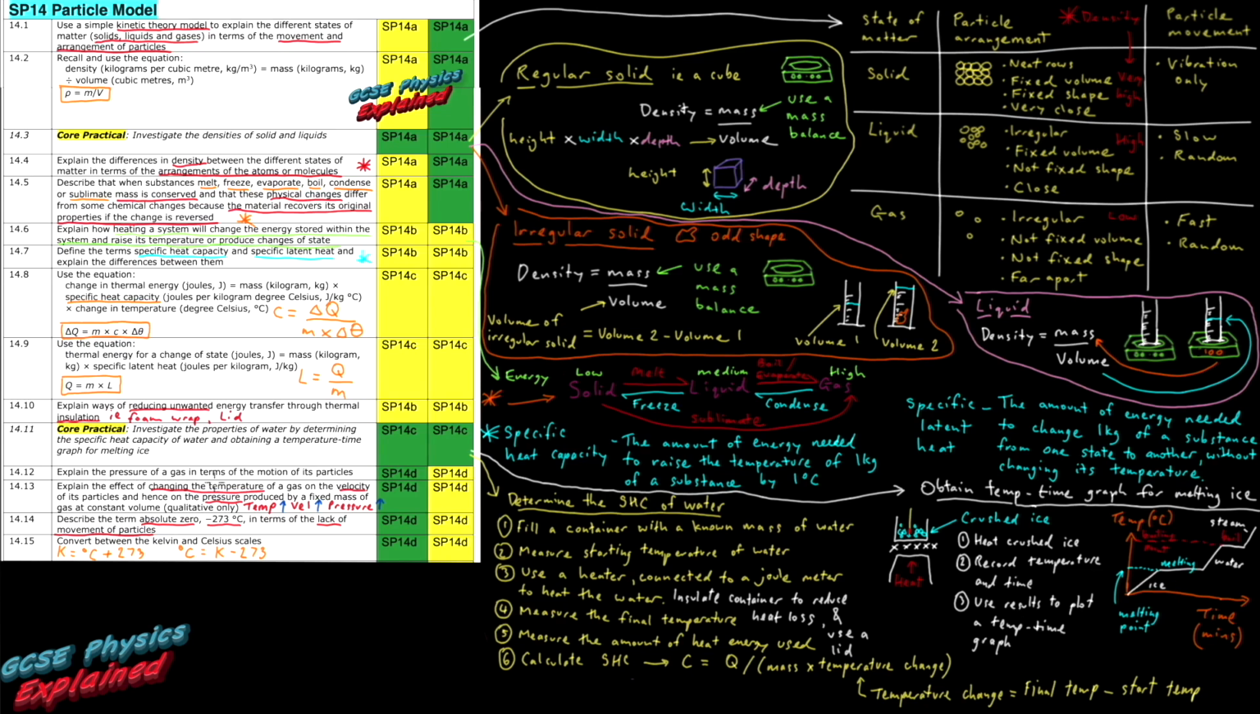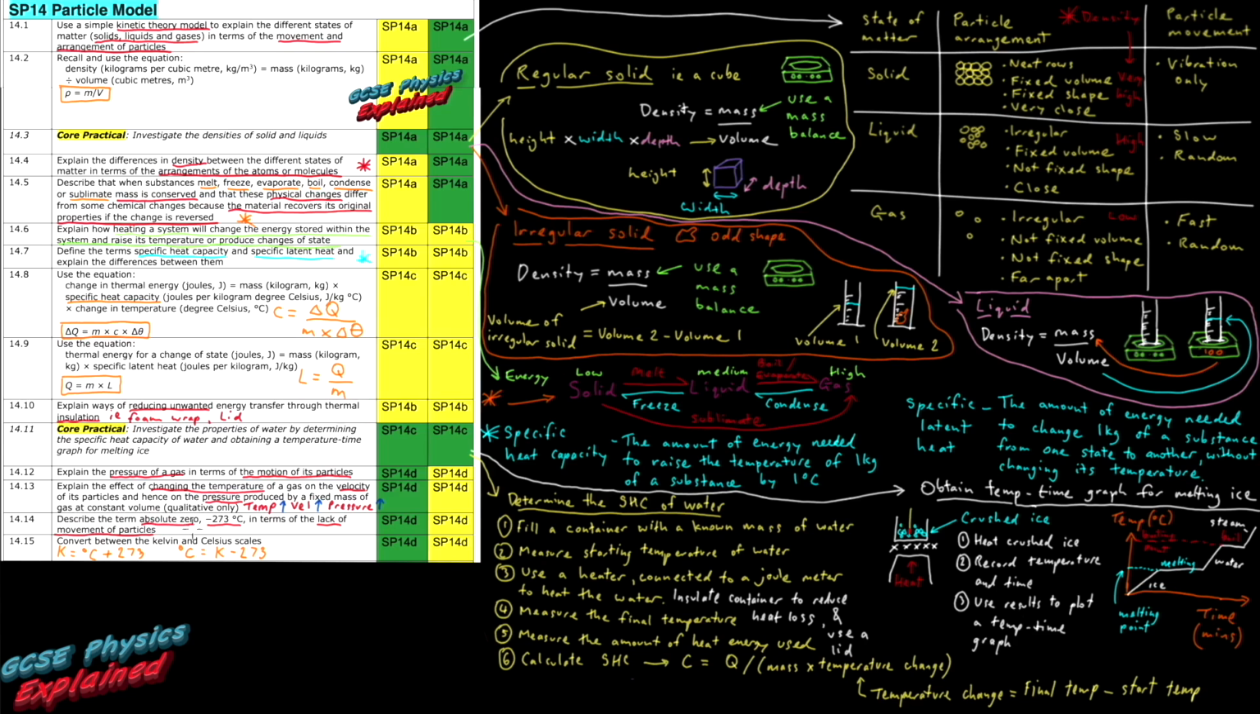Explain the pressure of a gas in terms of the motion of its particles. You just need to say that the pressure of the gas is because of the motion of the particles. Pressure is caused by collisions of particles, for 1 mark. Explain the effect of changing the temperature of a gas on the velocity of its particles and hence the pressure. If you increase the temperature, that's going to increase the velocity of the particles and that's going to increase the pressure. It does say for a fixed mass of gas at a constant volume.